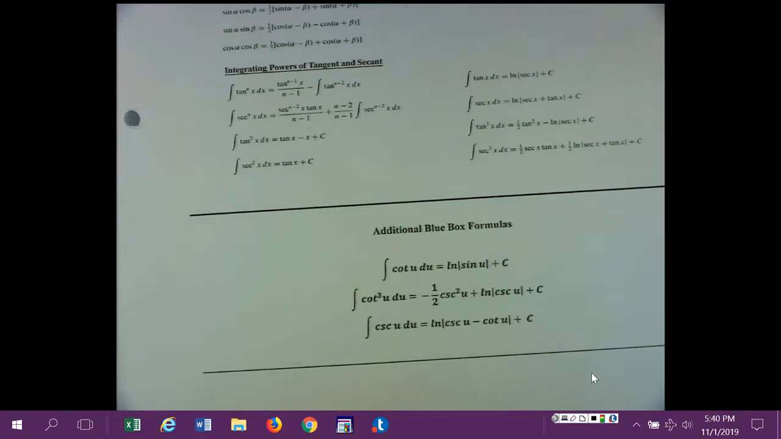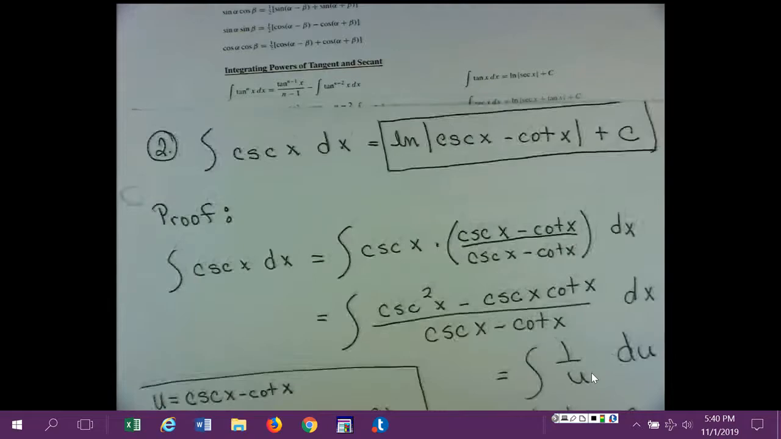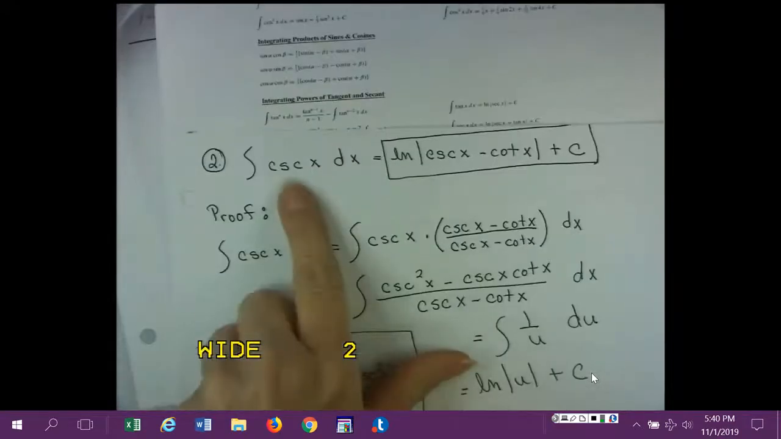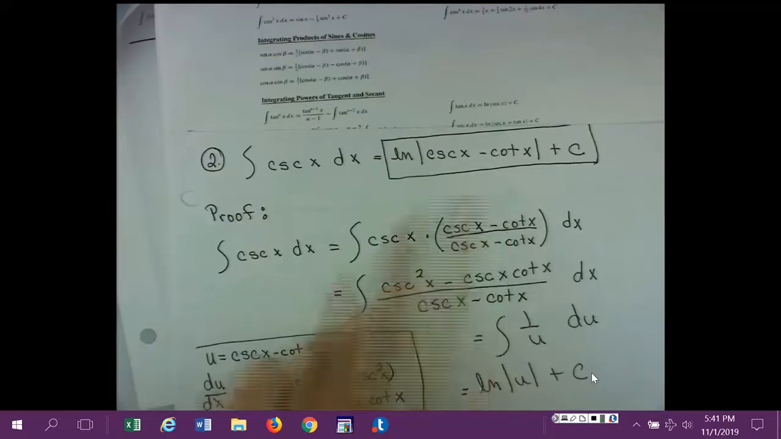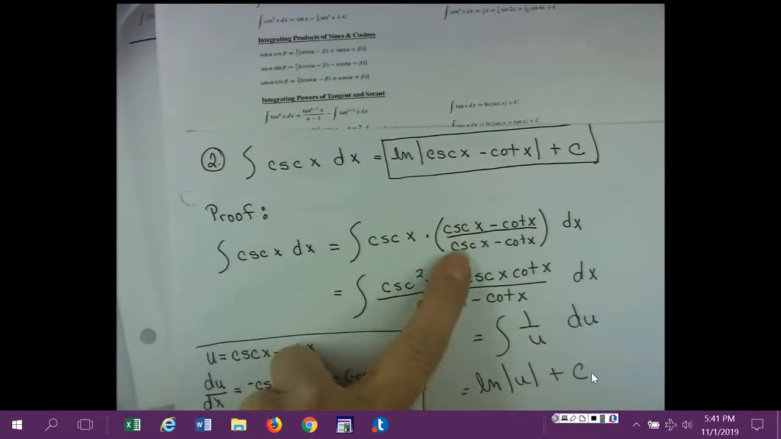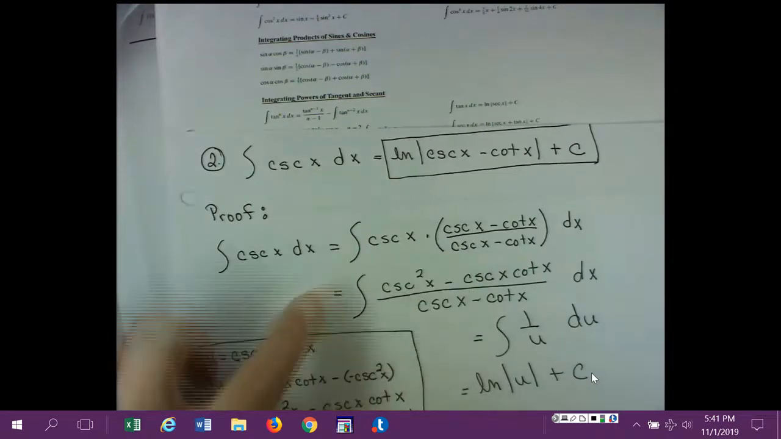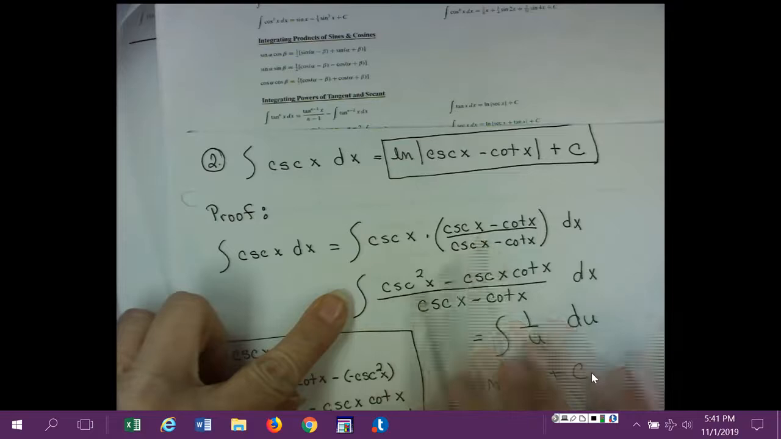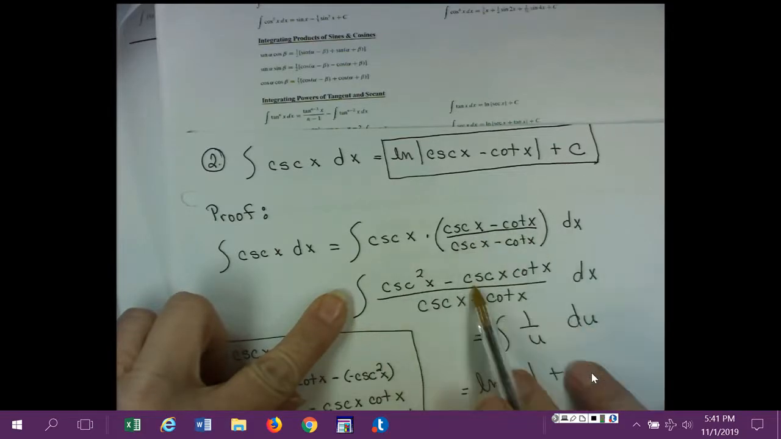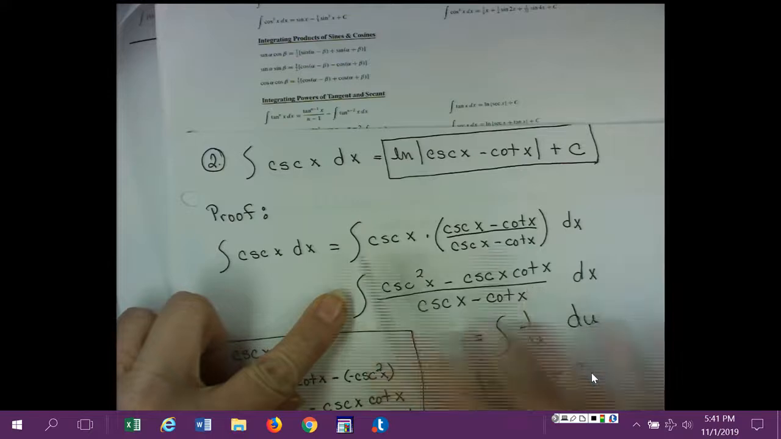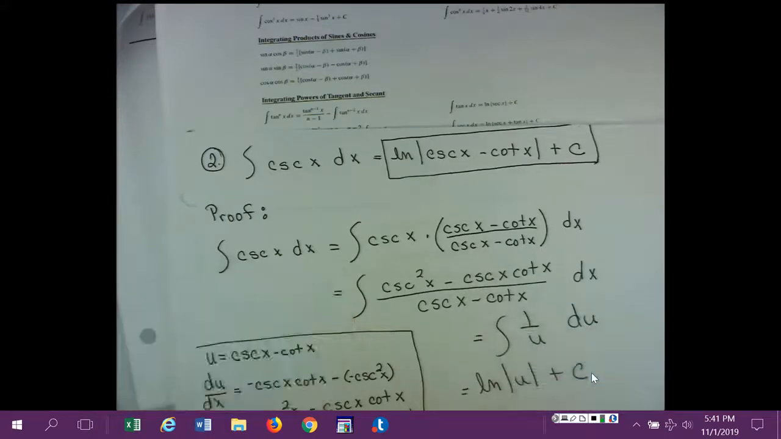The proof of that, we're going to do something very similar to the other when we integrated just secant. Now we're integrating cosecant. Here is your blue box formula. What you do is you multiply by a form of 1, and that's cosecant x minus cotangent x over cosecant x minus cotangent x. And then you distribute: cosecant x times cosecant x is cosecant squared. Cosecant x times negative cotangent x is negative cosecant x cotangent x, all divided by cosecant x minus cotangent x.